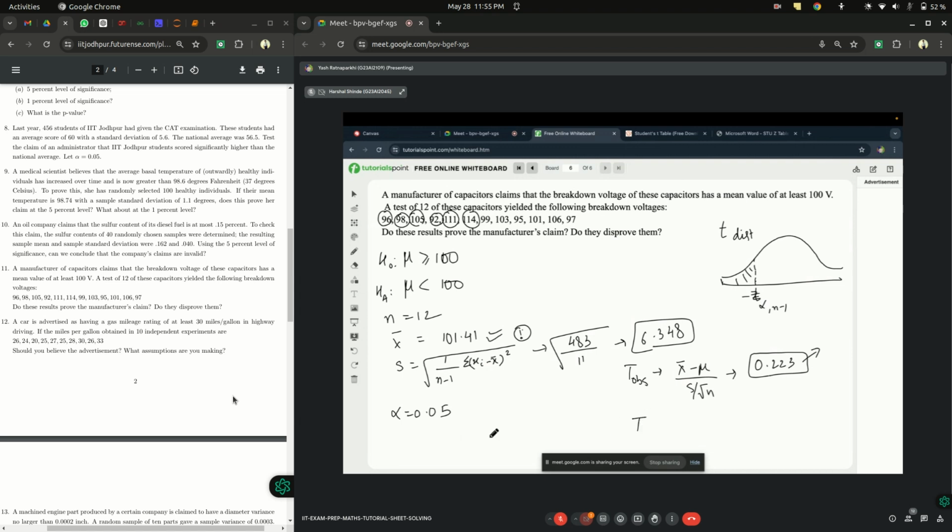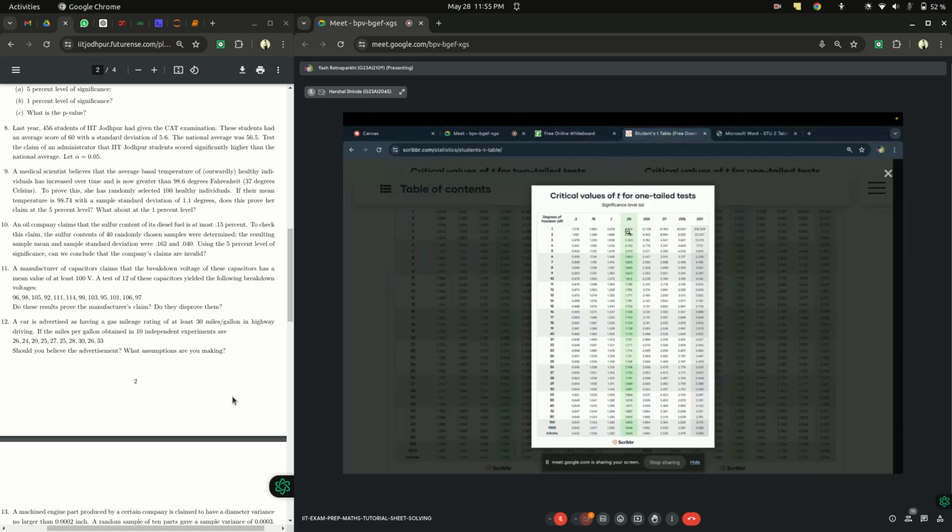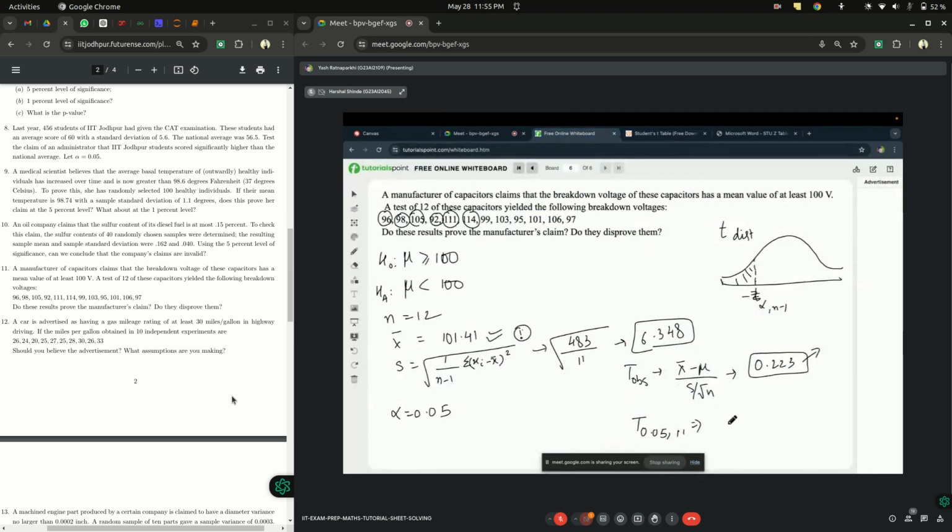Again, t of alpha, that is 0.05, comma n minus 1, which is 11, gives 1.796. This is minus 0.223, and I'm getting 1.796. Reject or accept? Accept, not reject. So I do not have enough data to reject my claim.